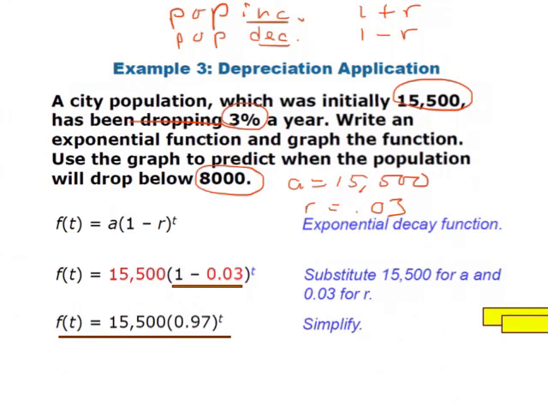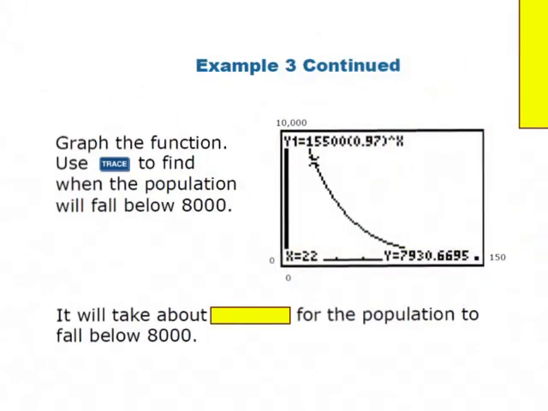All right, so now what about the graph? Well, here's what my graph looks like. So let's compare that with yours. And if you trace it, what do you see? Well, remember here, I want to be below 8,000. So I'm going to look to see when the y is less than 8,000. I see the y is less than 8,000 after 22 years. So what's our answer going to be? It will take about 22 years for the population to reach 8,000.